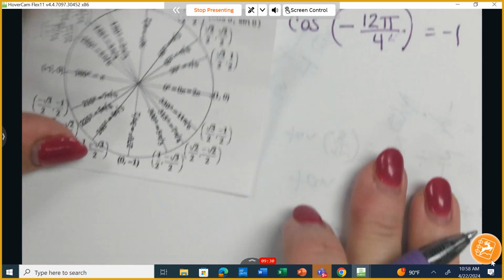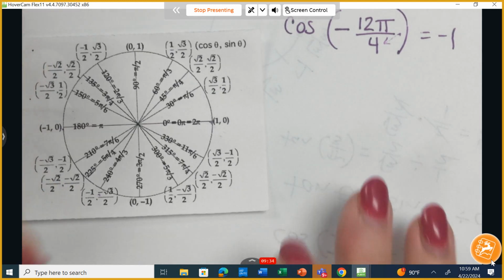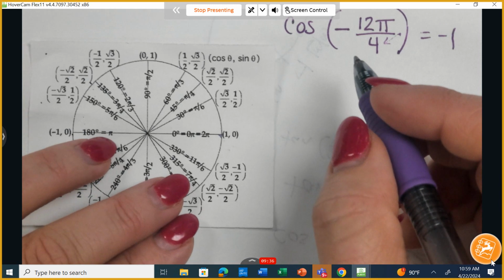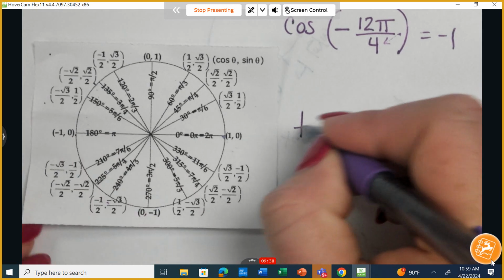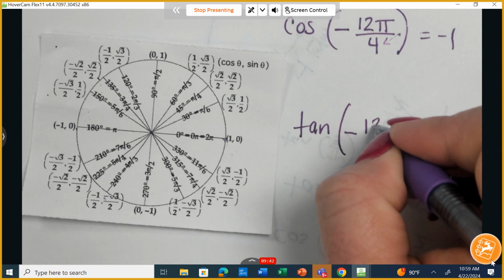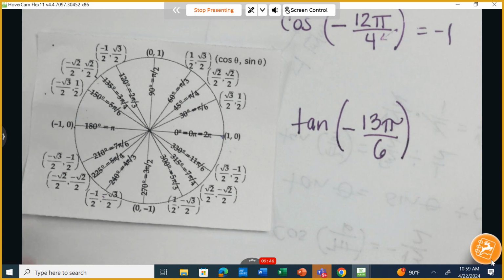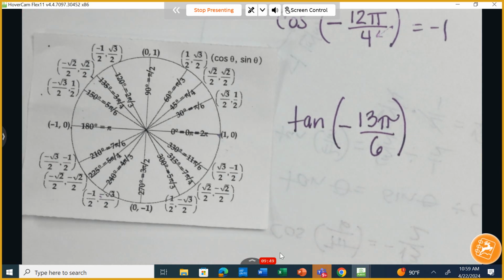Okay, here's your next one. I'm gonna definitely try to challenge you here. So I'm gonna give you 2 minutes to see if you can do this next one with your partner. I want the tangent of negative 13 pi over 6. I'm gonna press pause in the video.